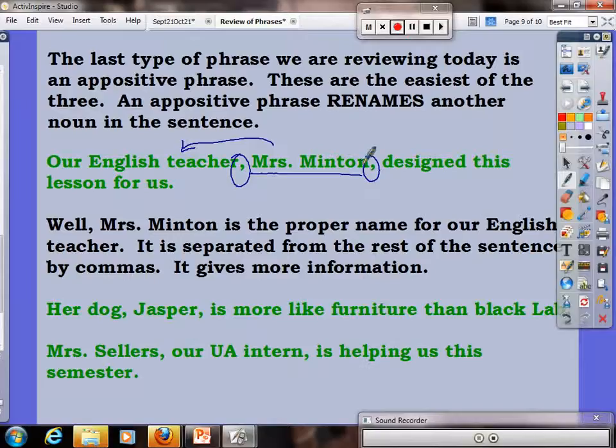Her dog, Jasper, is more like furniture than a Black Lab. Okay, Jasper is the appositive, renaming dog, got the commas. That's usually your hint right there. Mrs. Sellers, our UA intern, is helping us this semester. Our UA intern is Mrs. Sellers, and I have my commas. Alright, so those are all appositives. And anytime you have a noun in the sentence, if you want to rename it to give more information, that's what you would use.